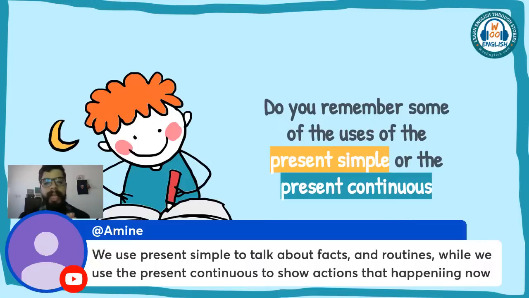Great. So indeed, we use the present simple to talk about facts and routines, and we use the present continuous to show actions that are happening right now, at this moment. As we said before, now means the moment of speaking. So when I use the present continuous, it means the action is happening as I'm speaking, or sometimes in the period that I'm speaking in. For example, I am learning Spanish.